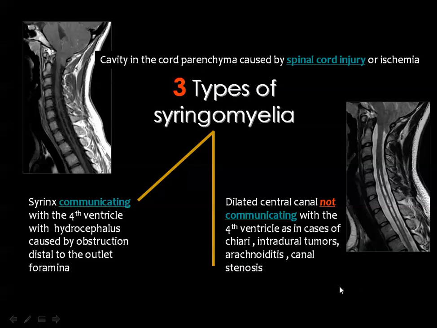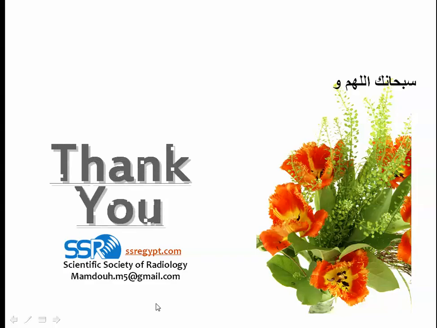The third type is just damage to the substance of the spinal cord secondary to trauma, infection, or ischemia, leading to the development of an area of myelomalacia inside the substance of the cord, which will form a localized syrinx.